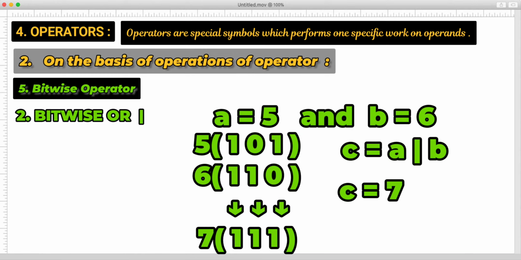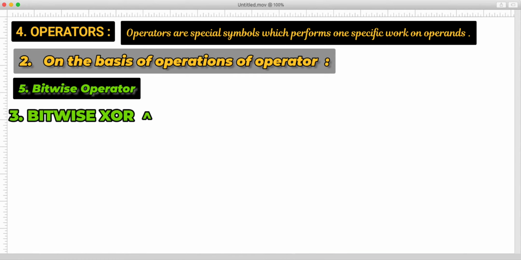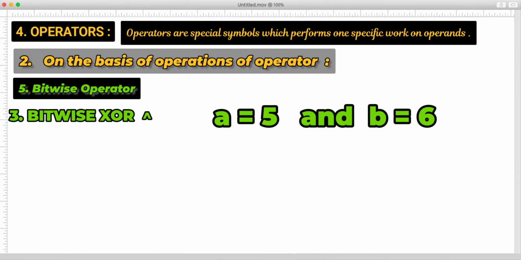I hope you understand the concept of bitwise OR. Now coming to the next operator, that is the bitwise XOR operator. Now as we have seen in the case of the XOR operator, if exactly one of the conditions is true, then it gives true, and if both are false or both are true, then it gives false in both these cases. So here with the same example, a is equal to 5 and b is equal to 6.